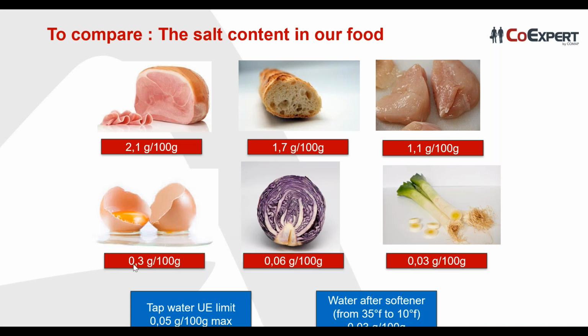The eggs, 0.3. And the cabbage, we can find also salt in the vegetables. So the cabbage, 0.06. And the leek, 0.03 gram. So you can see that with this comparison, this amount of salt here is not very high comparing to the other vegetables or other kind of food we take.